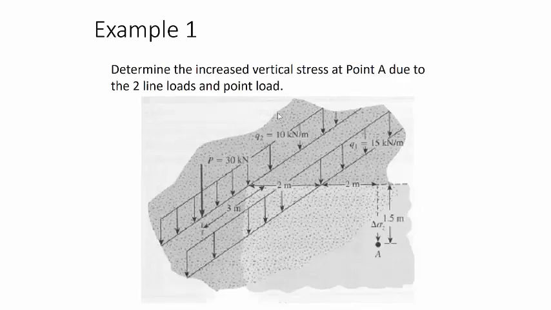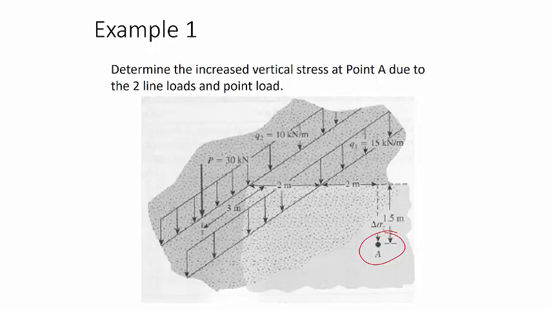All right, class, let's take a look at a couple of these examples from the induced stress lesson that you should have just watched. Okay, so the first example asks us to determine the increased vertical stress at point A due to two line loads and a point load. So point A is here, which is 1.5 meters down from the ground surface.